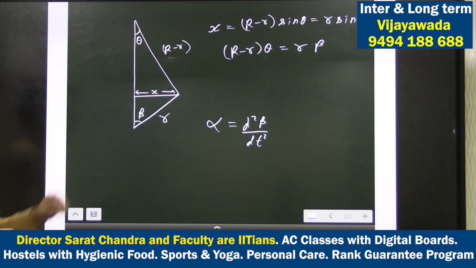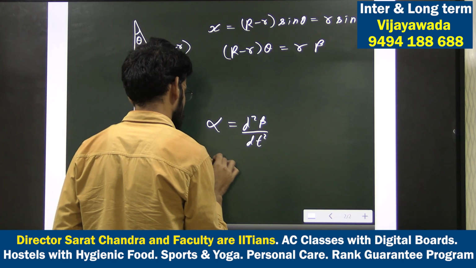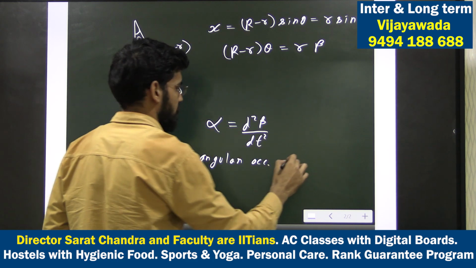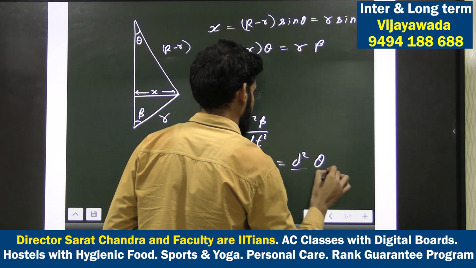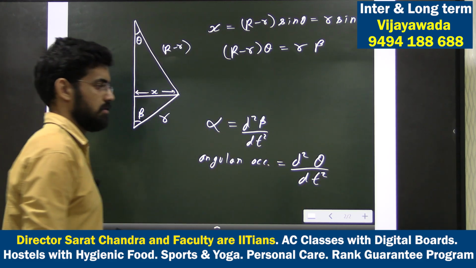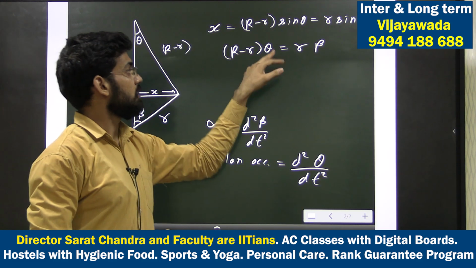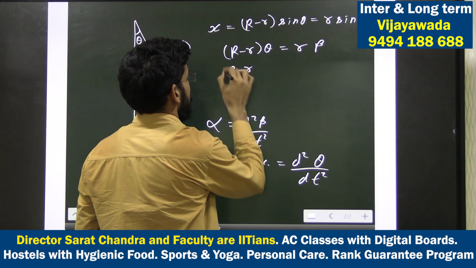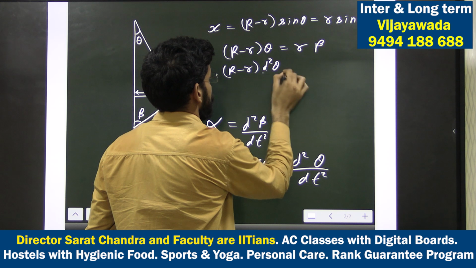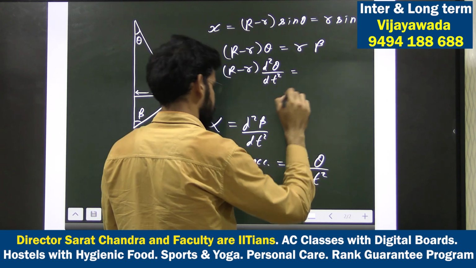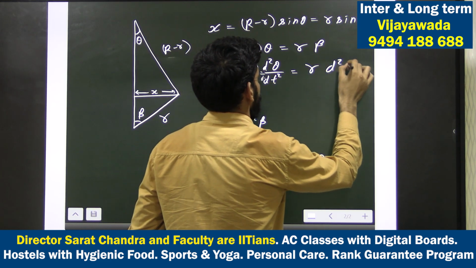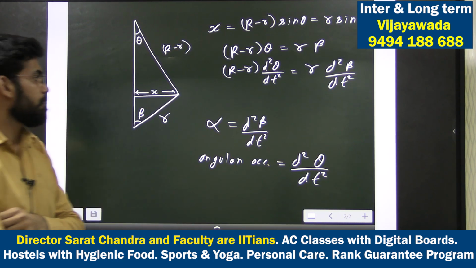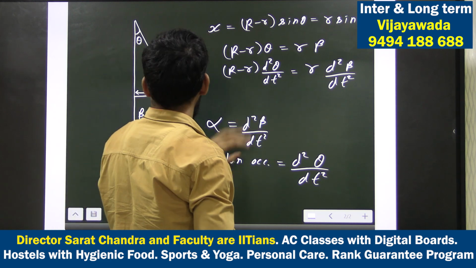But the angular acceleration you want will be d2 theta by dt square. Understand? So this relation will come from here. Double differentiation of this, we got the relation. What did you get? (R minus r) into d2 theta by dt square is equal to r into d2 beta by dt square. Okay, double differentiation, right? That's it. Leave it here only.